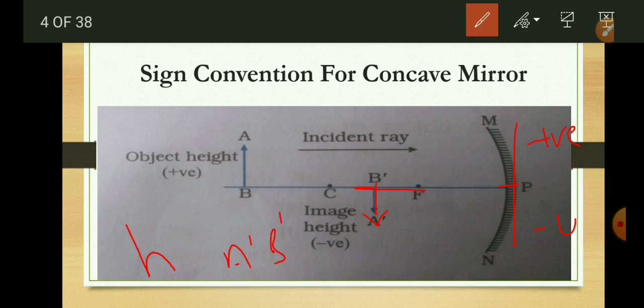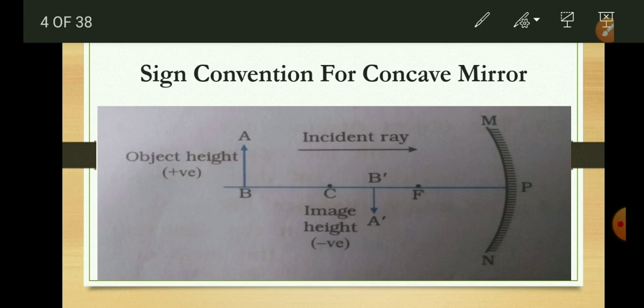Height of image is denoted by small h dash, because height of object we denote by h, and height of object will always remain positive. That may be concave mirror or convex mirror. H will be positive, h dash will be positive if image forms behind the mirror, or it will be negative if image forms in front of concave mirror.